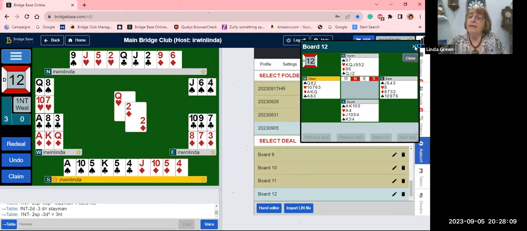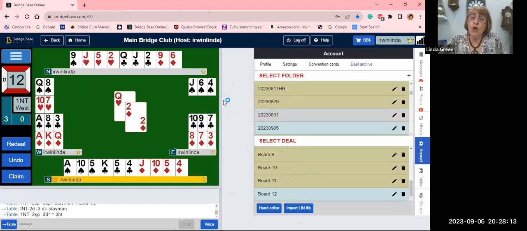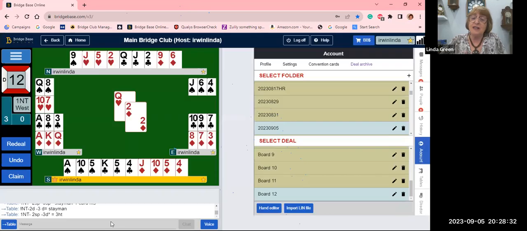None? Okay. Is there any contract North-South can make? North-South can make 4 hearts on this hand, the way the cards lie. They happen to be perfect. You'd make 10 tricks. So if I just claim and you can see it, there are 10 tricks on this hand, and that's just by accident.